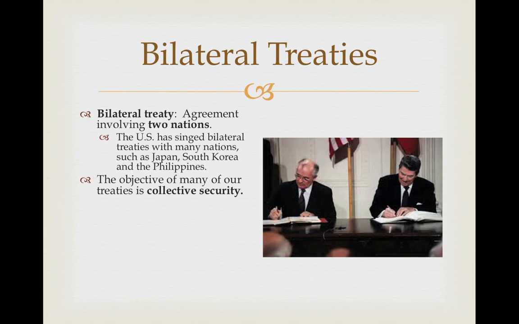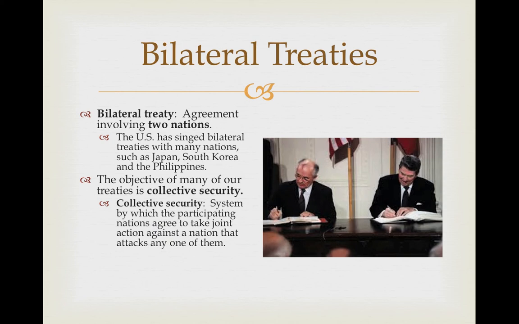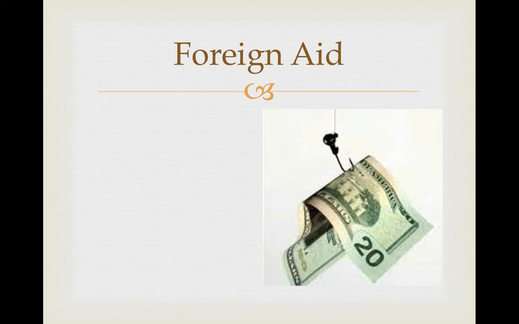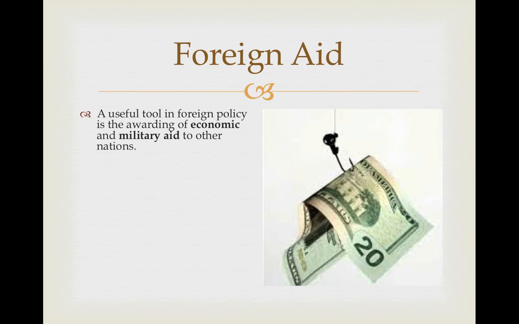The objective of many of our treaties is collective security. Collective security is defined as a system by which the participating nations agree to take joint actions against a nation that attacks any one of them. Foreign aid is a tool that is used frequently in the treaty, the international organizations in economic growth, kind of a carrot and stick approach.